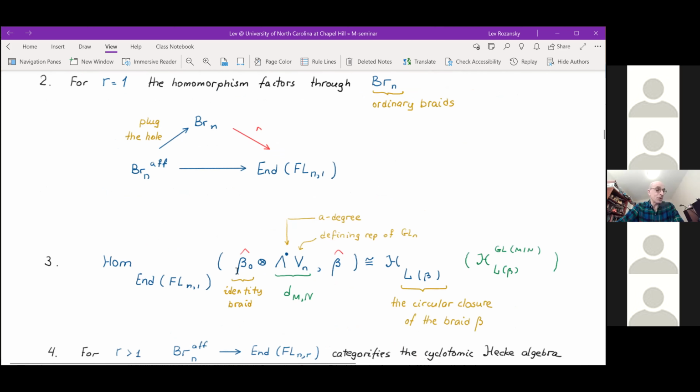And finally, we show that if we take a Hom from the image of the identity braid to the image of a braid, and we do something here, which I'll explain a little bit later, what we get is the homology of the link, the one that was previously constructed through Soergel bimodules.